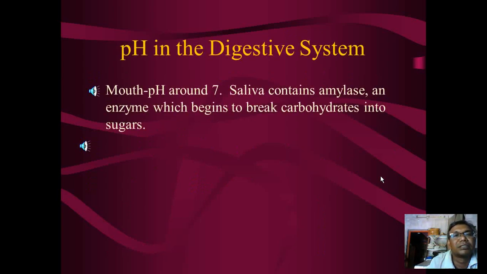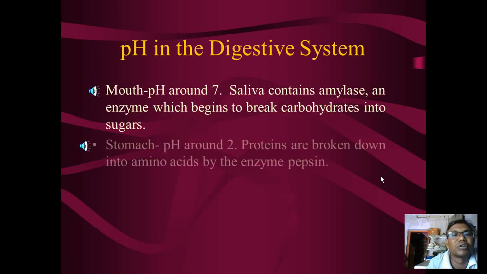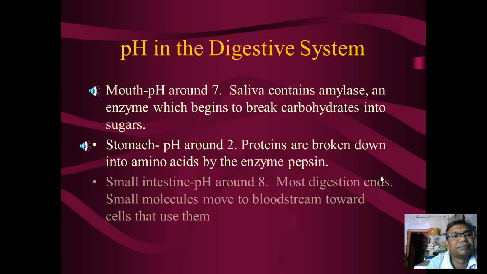In the mouth, pH is around 7. Saliva contains the enzyme amylase, which begins to break carbohydrates into sugar. In the stomach, the pH is around 2. Proteins are broken down into amino acids by the enzyme pepsin. In the small intestine, pH is around 8. Most digestion ends in the small intestine. Small molecules move to the bloodstream to our cells and are used by them.